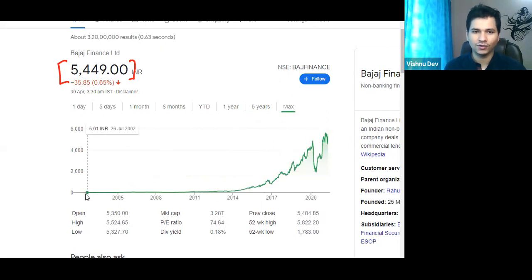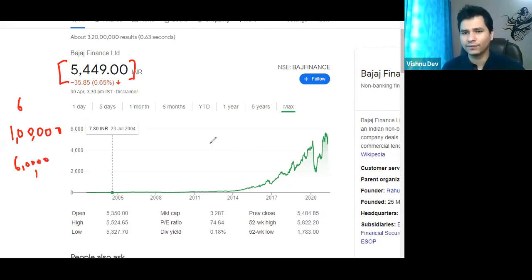When you talk about 2000, what was the price? 6 rupees. Now, if someone would have bought this share, 1 lakh shares, right? At 6 rupees, same as MRF, right? 1 lakh shares. So it will be 6 lakhs. They would have invested 6 lakhs at that time.